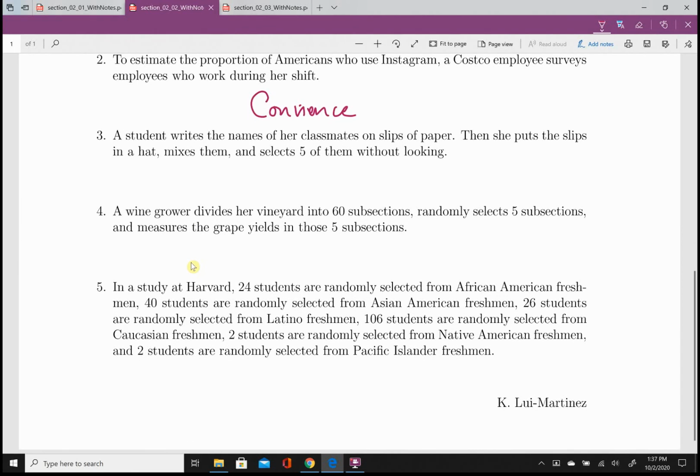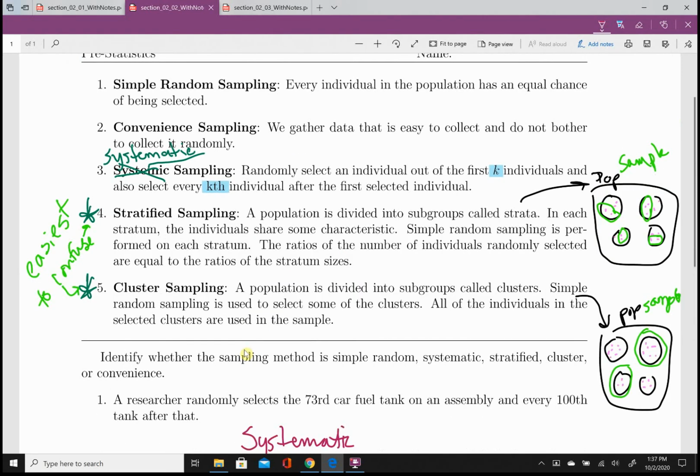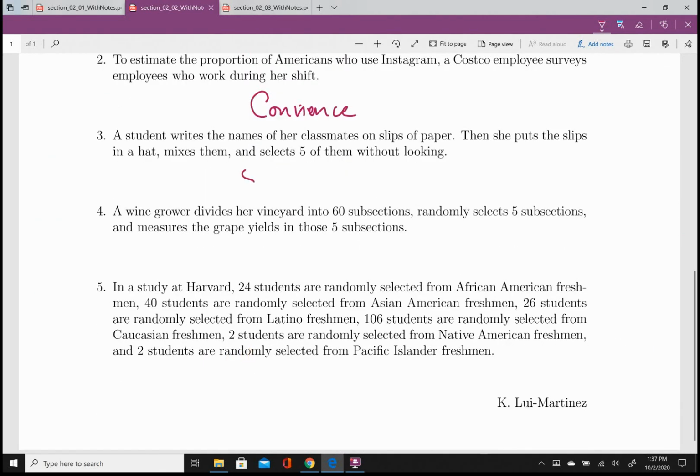Okay, let's go ahead and look at number 3. A student writes the names of her classmates on slips of paper. Then she puts the slips in a hat, mixes them, and selects 5 of them without looking. That is simple random sampling right there. So, simple random. Let's assume that all of the pieces of paper are exactly the same size, so that way every individual has an equal opportunity of being selected there, therein making it simple random.